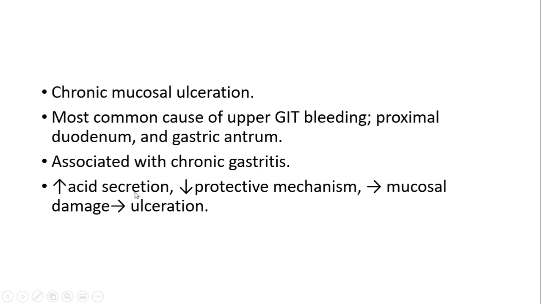So there will be an increase in acid secretion, like in H. pylori, and a decrease in the protective mechanisms, causing mucosal damage. So there is an imbalance between the protective mechanisms and the acid pepsin secretion. Any imbalance between these normal physiological mechanisms against acid digestion results in acid pepsin digestion of the gastric lining epithelium.